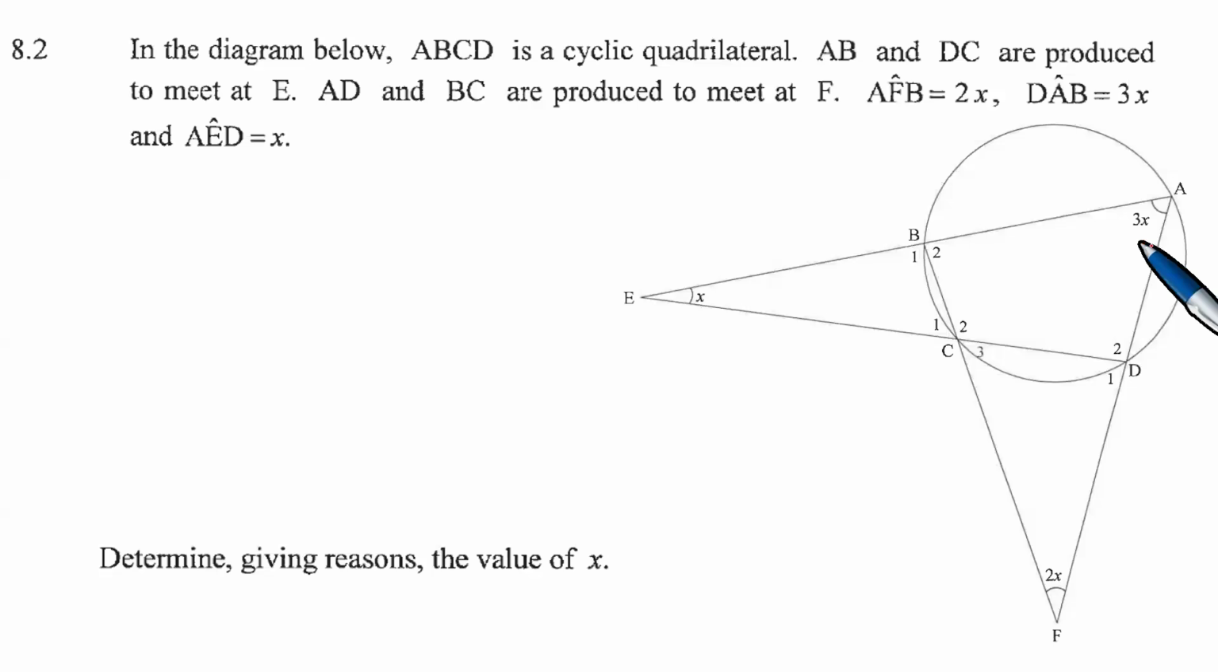Angle AFB is 2x. Angle DAB is 3x. Angle AED is x. Determine, giving reasons, the value of x. I'm giving you 3 minutes to do this question. Actually 1 minute, I know that you can do it quickly.